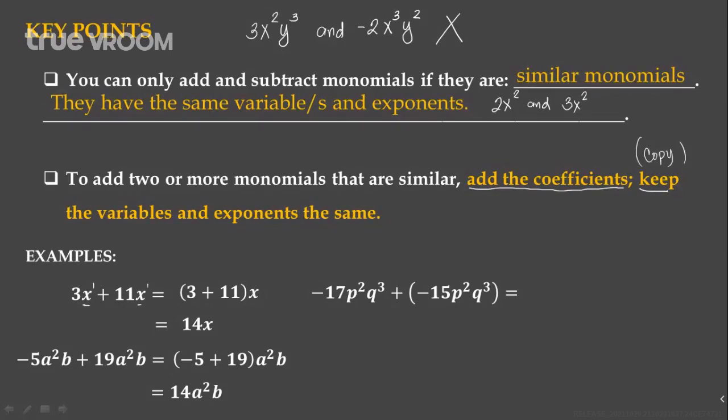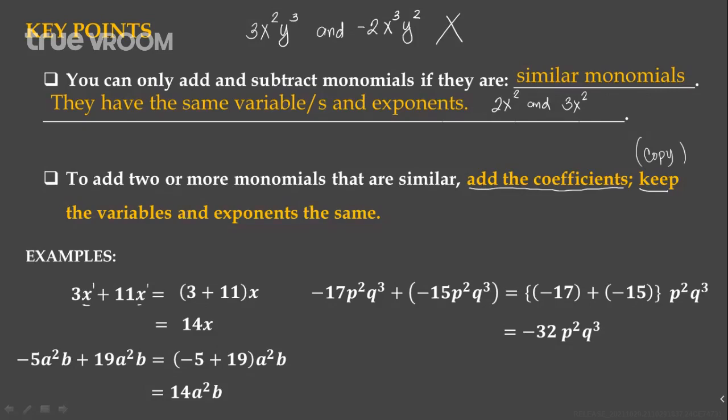Negative 32, p cubed q. Q cubed. So negative 17 plus negative 15, and then copy, and then your answer will be negative 32. Very good. So negative 32 p squared q cubed.